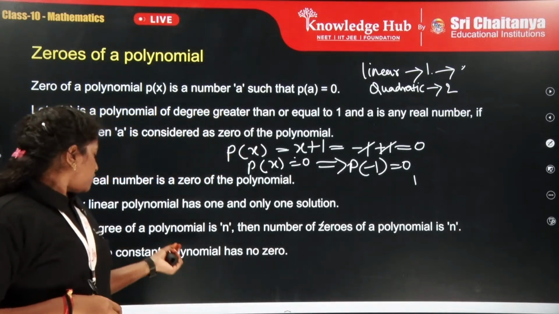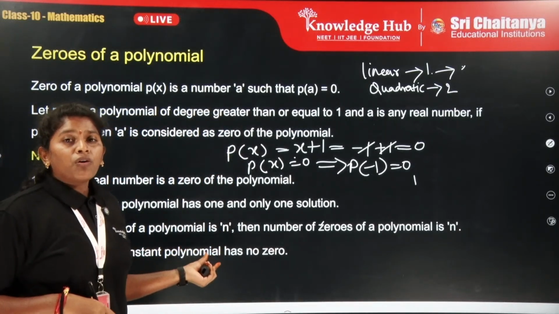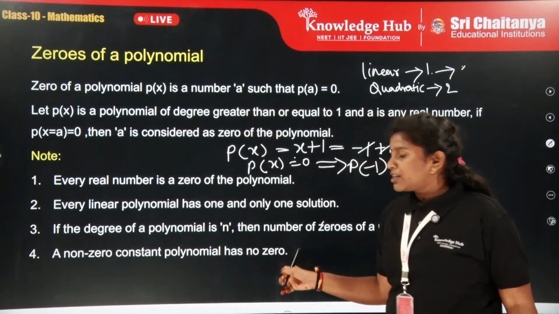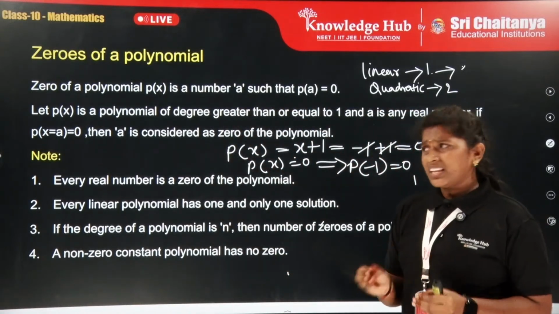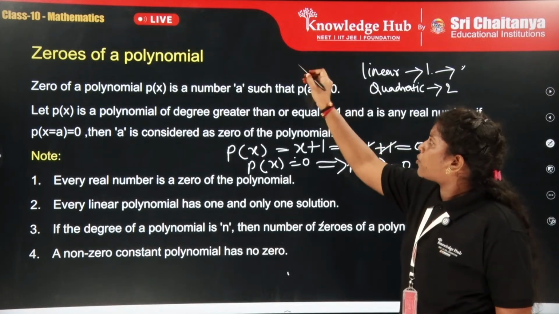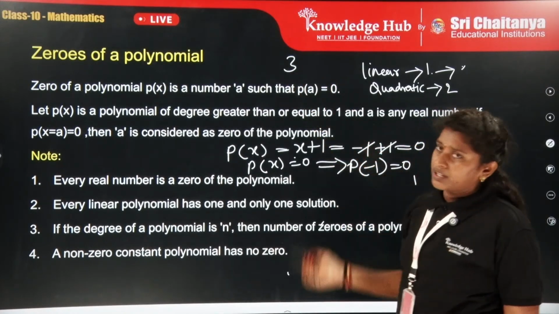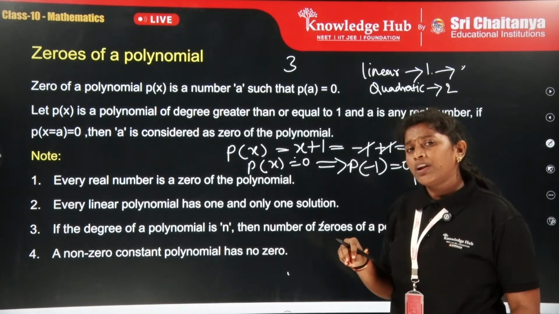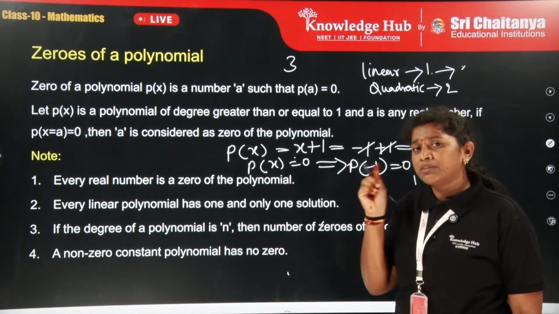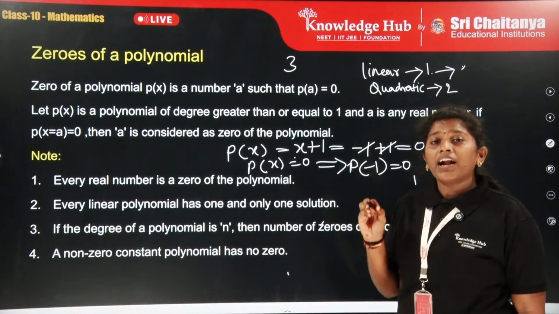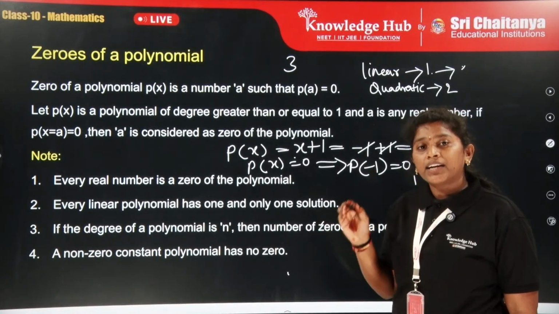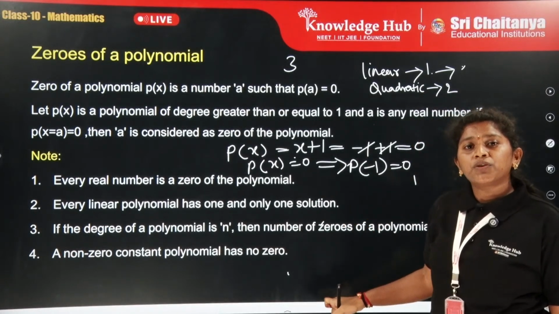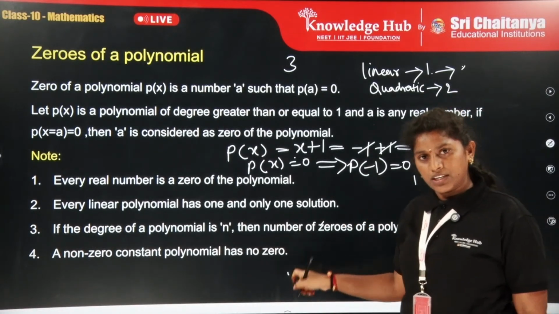Moving to the next, for a non-zero constant, what are the zeros? Consider any constant, like 3. For this I do not have any variable x and I do not have a power of a variable, which is nothing but 0. So for a non-zero constant, the number of zeros will also be 0.